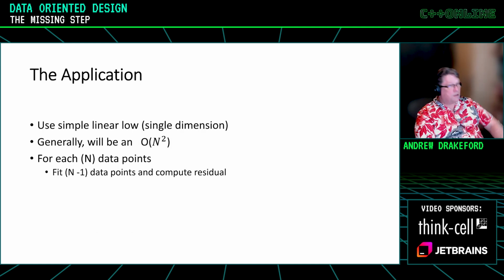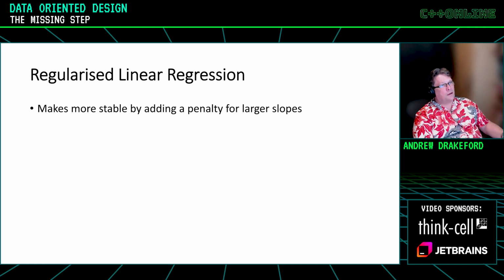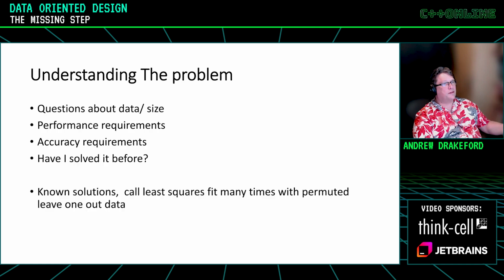The model uses a simple, linear, low-dimensional relationship, y equals mx plus c. And because we're doing n fits for n data points, it tends to be an order of n squared. So it's a lot of compute because we had literally millions of factors that we wanted to investigate. To make the regression more stable, we also regularized it. This is just adding an extra lambda I to the regression matrix.